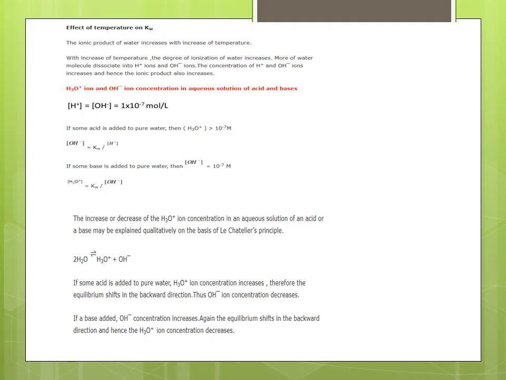If we start with 2 moles of water molecule, it gives H₃O⁺ and OH⁻. It is the same which we have done in case of self-ionization of water. If some acid is added to pure water, H₃O⁺ ion concentration increases. Therefore, equilibrium shifts in the backward direction. Thus, OH⁻ ion concentration decreases. If a base is added, OH⁻ concentration increases and the equilibrium shifts in the backward direction, and hence H₃O⁺ ion concentration decreases.